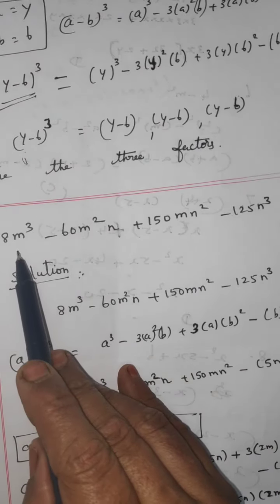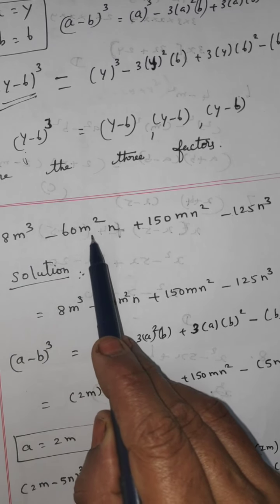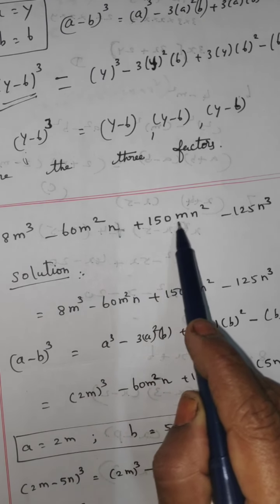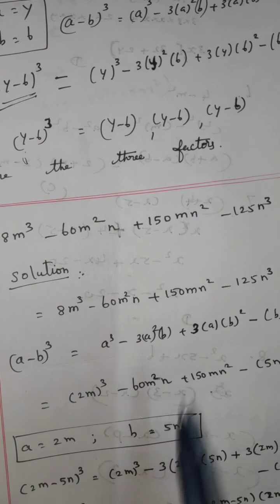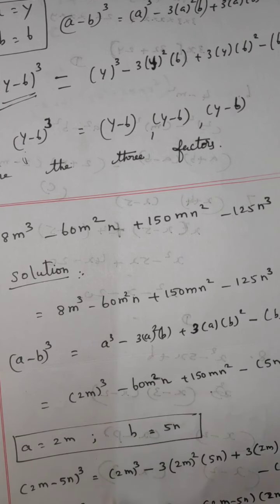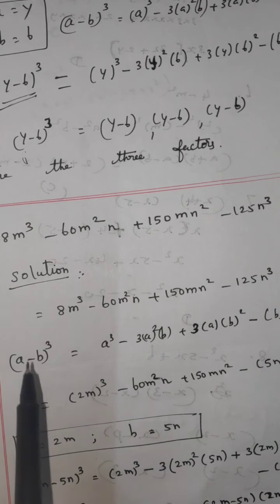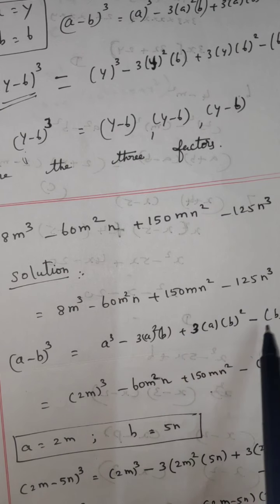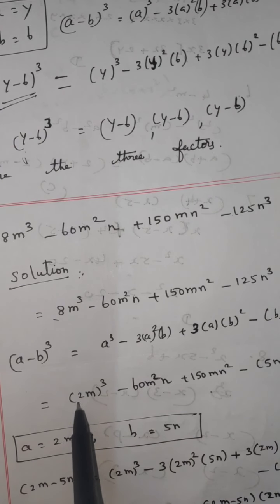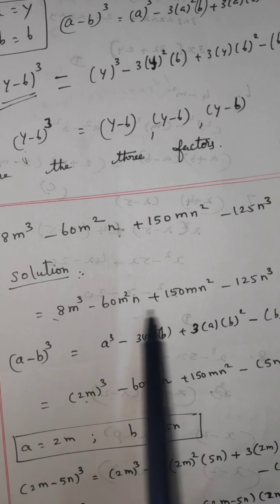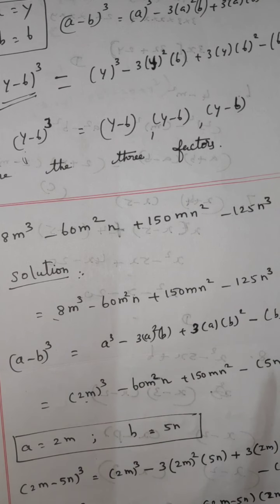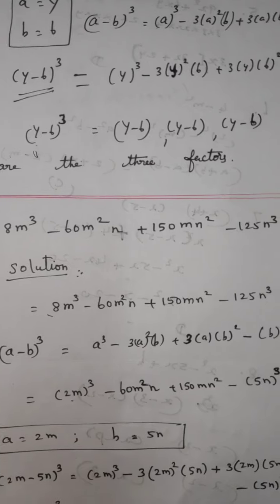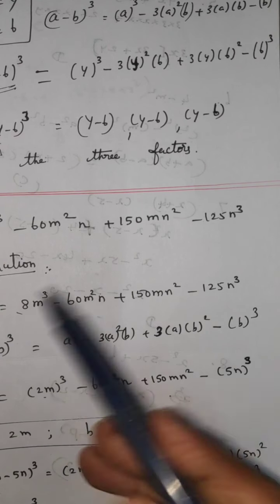Second question: 8m cube minus 60m squared n plus 150m n squared minus 125 n cube. So the identity is given from the question: (a minus b) whole cube equals a cube minus 3a squared b plus 3ab squared minus b cube. Now 8, how to write? (2m) whole cube. The remaining terms also no need to touch. 125 is 5 into 5 into 5, so write (5n) whole cube, n being the variable.